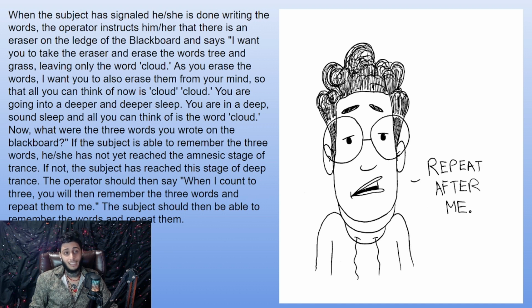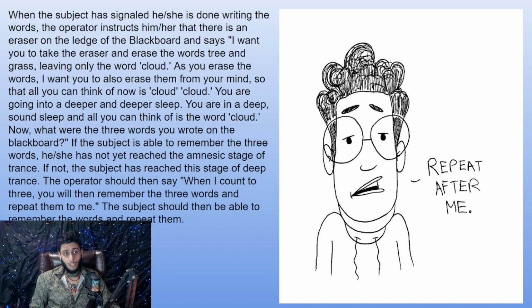When the subject has signaled he or she has done the writing, the operator tells him or her that there is an eraser on the ledge of the blackboard and says, I want you to take the eraser and erase the words tree and grass, leaving only the word cloud. As you erase the words, I want you to also erase them from your mind, so that all you can think of now is cloud. Cloud. You are going into a deeper and deeper sleep. You are in a deep sound sleep, and all you can think of is the word cloud. Now, what were the 3 words you wrote on the blackboard?